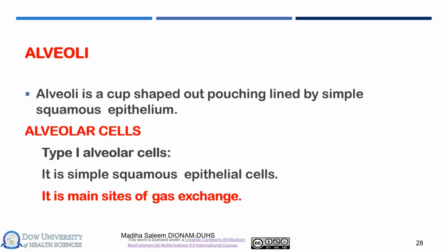We have alveoli. Alveoli are cup-shaped outpouchings lined by simple squamous epithelium. Type 1 alveolar cells are simple squamous epithelial cells. They are the main site of gas exchange.